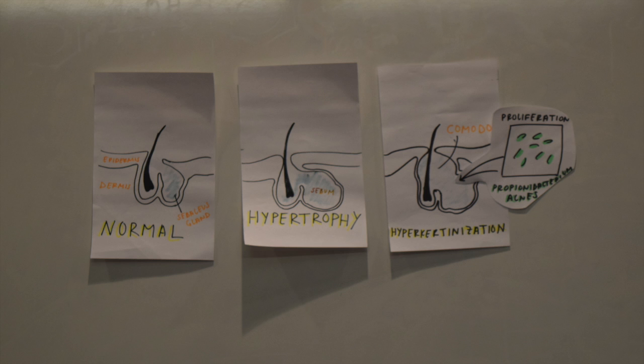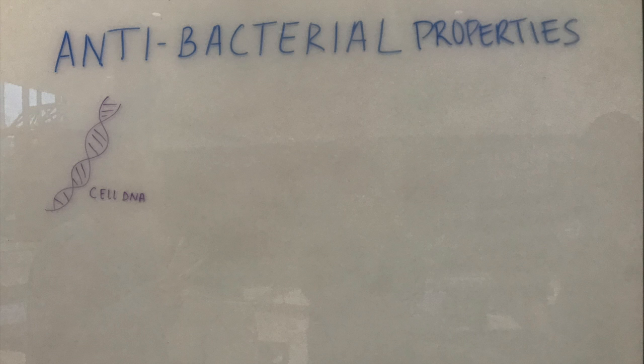In the presence of sebum, the bacteria Propionibacterium acnes proliferates and feeds on the triglycerides, catalyzing them into free fatty acids. Eventually, the comedo ruptures due to the buildup of pressure of the sebum.